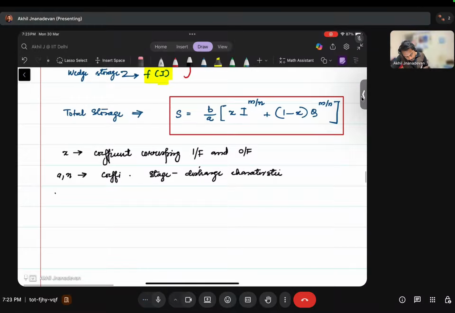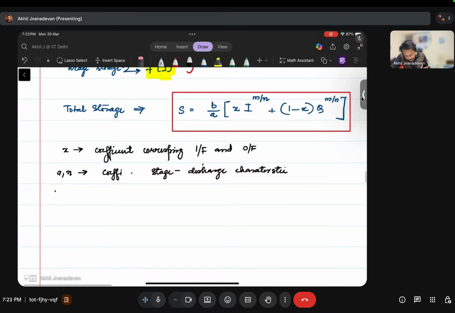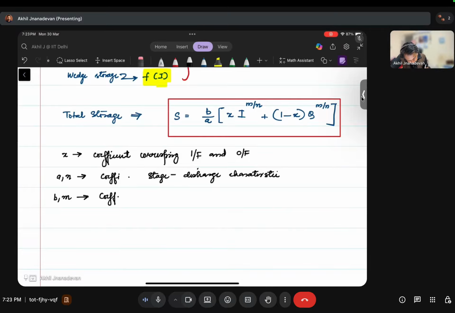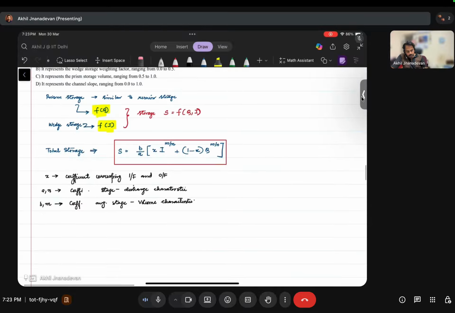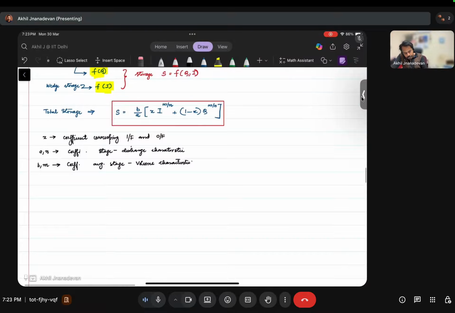and in the denominators, A and n, and B and m, are the coefficients that represent the average stage volume characteristics. So coming to the Muskingum method, this is the general expression that we got, right? Now we'll be coming to the Muskingum method.